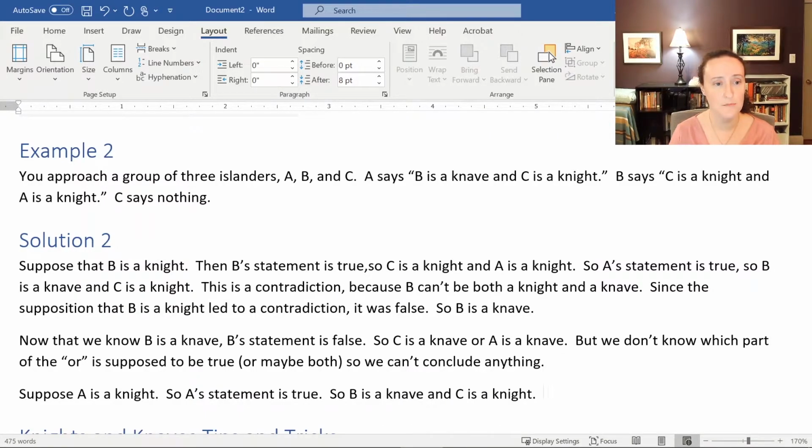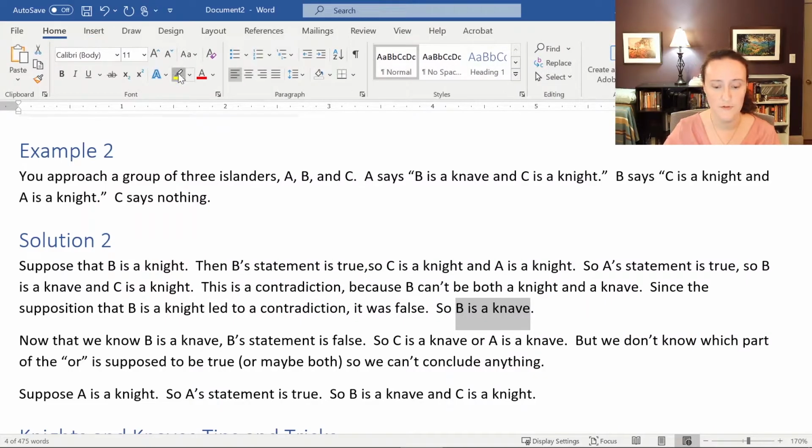Okay, so the first part does agree with what we already know. We said that B is a knave, and we're certain of that because we confirmed it with the proof by contradiction. But what about the second half of A's statement here, that C is a knight? I don't really know what C is, so how can I find a contradiction here?